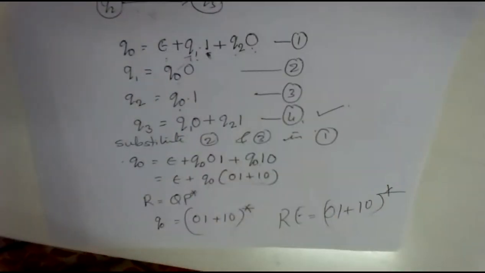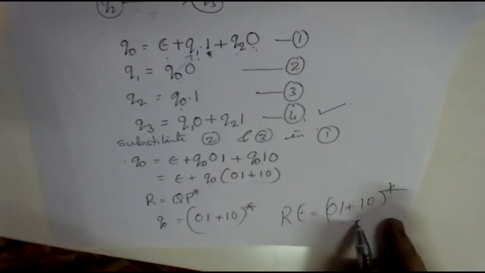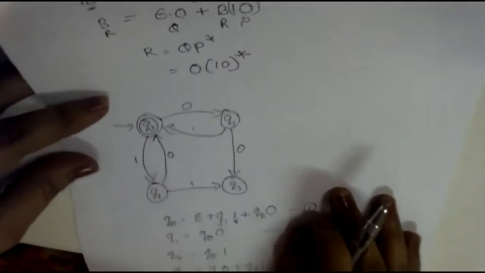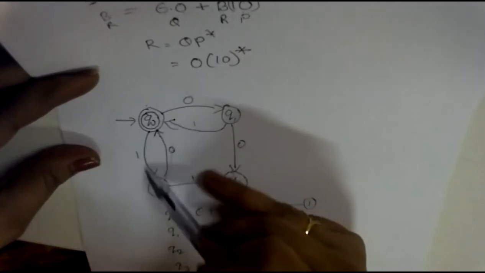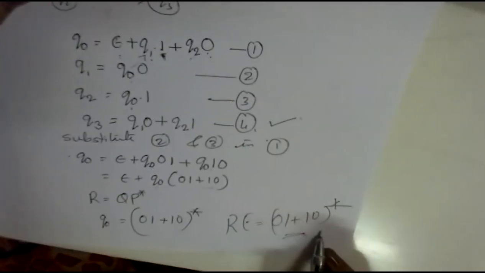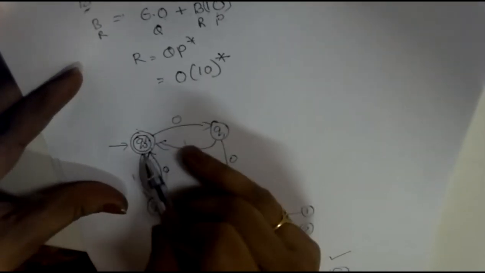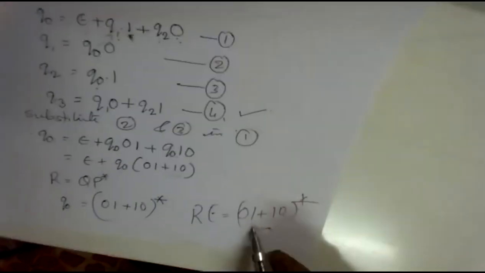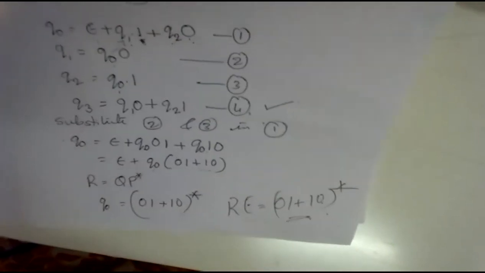Any doubt in this? Okay, so just check whether your RE is right. Go to your FA and see this: 0, 1, 0, 1, 0, 1, or 1, 0, 1, 0, 1, 0 whole star. Right? So we got the same thing: 01 or 10. Repetitions of 01 or repetitions of 10. It can even be a combination, like 01, 10, 01, 10. So it is (01 or 10) whole star. I hope you got this.